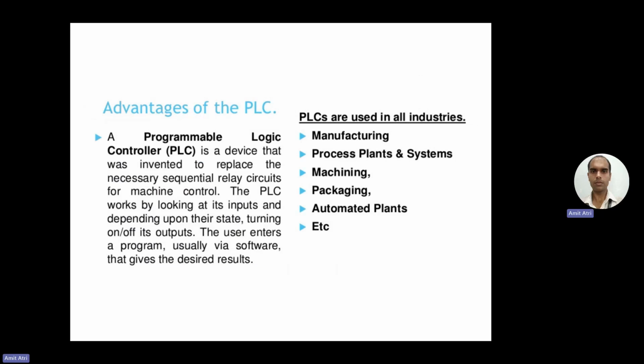Coming to the advantages of the PLC. So PLC is a device that was invented to replace the necessary sequential relay circuits for machine control. Prior to the usage of PLC, similar control operations were performed using relay circuits. The PLC works by looking at its inputs and, depending on their state, turning its outputs on or off. This is similar to a logical operation. The user enters a program, usually via software, that gives the desired results.